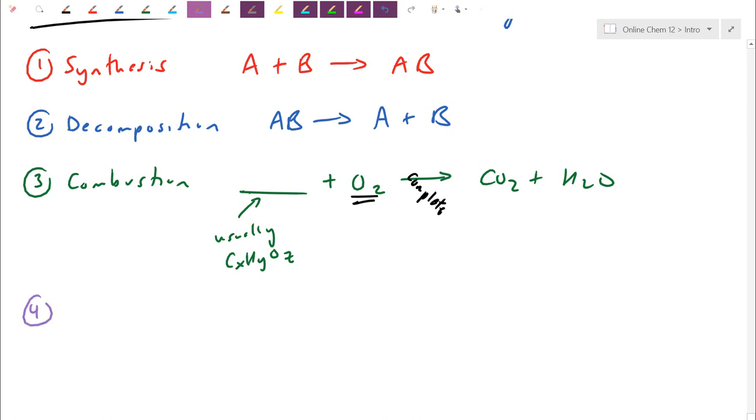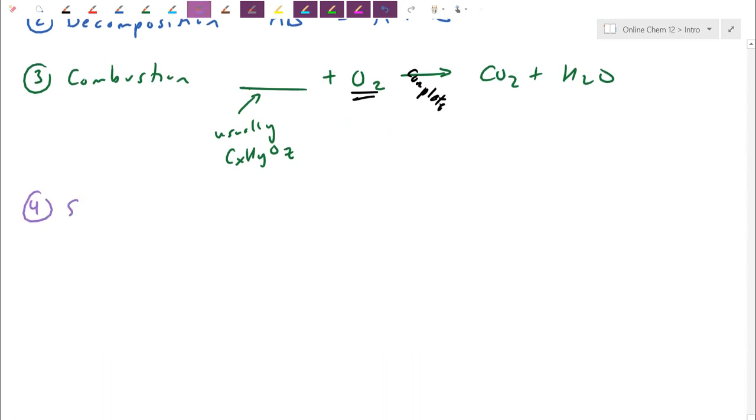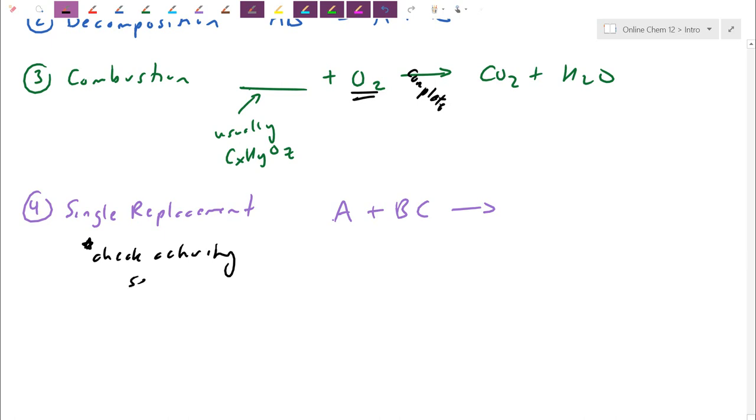Let's move on here to our replacement reactions. We can have a single replacement reaction, also called a single displacement reaction. For a single replacement reaction, as the name suggests, we have one person that's by themselves, an A, and basically if the reaction occurs, we have to check something called the activity series. We want to check who forms a stronger bond.